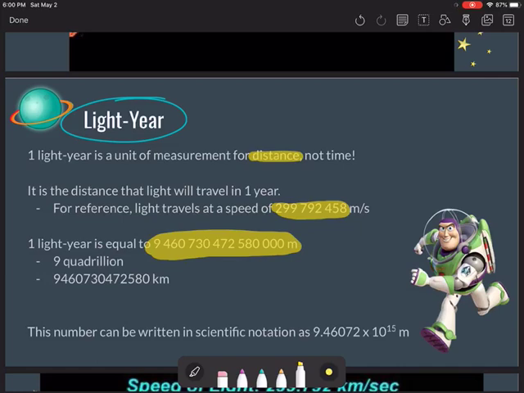That number can be also written in scientific notation as 9.46072 times 10 to the power of 15 meters. And again, like I said, we're going to be learning how to do scientific notation by the end of today's lesson. It's going to be dope.